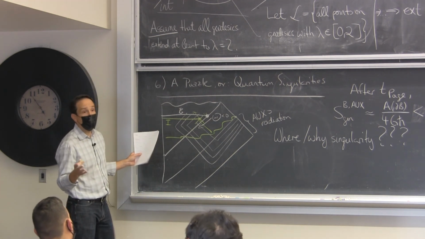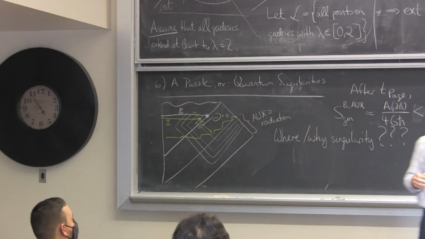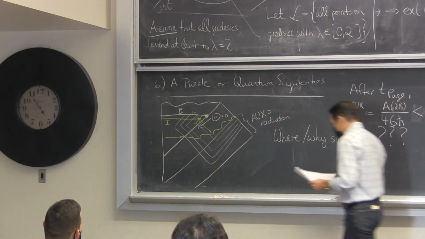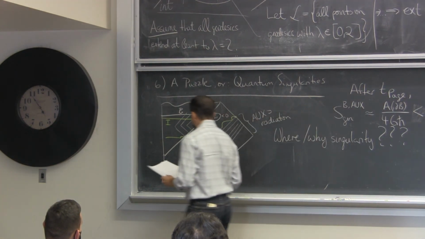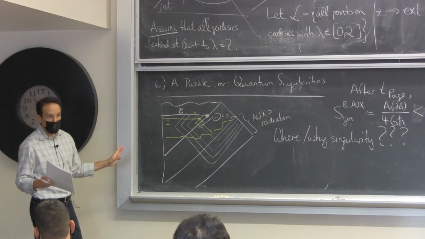Unless both of these theorems are wrong, which means that the generalized second law and the covariant entropy bound are both wrong. And so is the quantum focusing conjecture. So that's one possibility. Now, another possibility is that we're doing something wrong in the way we're calculating the entropy.